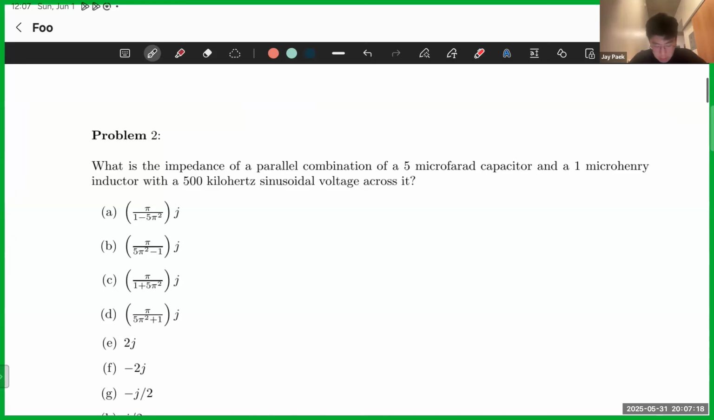What is the impedance of a circuit parallel combination of a 5 microfarad capacitor and a 1 microhenry inductor with a 500 kilohertz sinusoidal signal voltage across it? Let's just write it out. So we have impedance, parallel, capacitor, and inductor. And so clearly we are taking just complex numbers, but boom, 5 microfarad, and this is 1 microhenry.